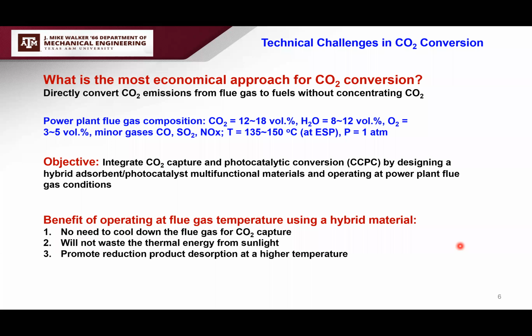So if we examine, for example, coal-fired power plant flue gas composition, we can see both CO2 and water exist there, which is good. Those are the reactants. And there are some other minor gases. Also interesting is that you can see here the temperature is above 100 degrees Celsius.